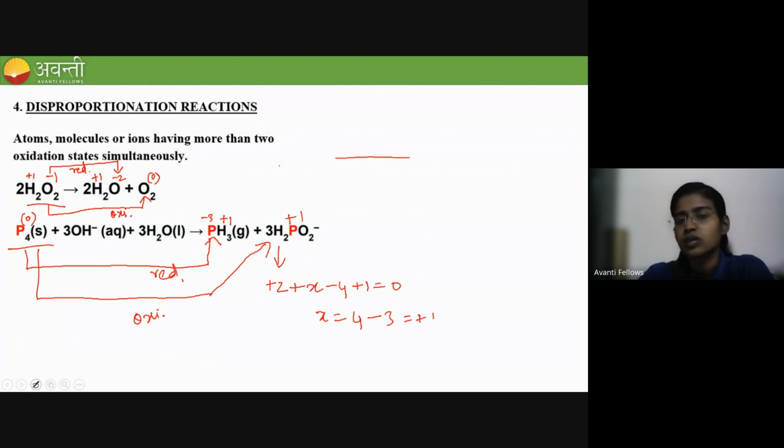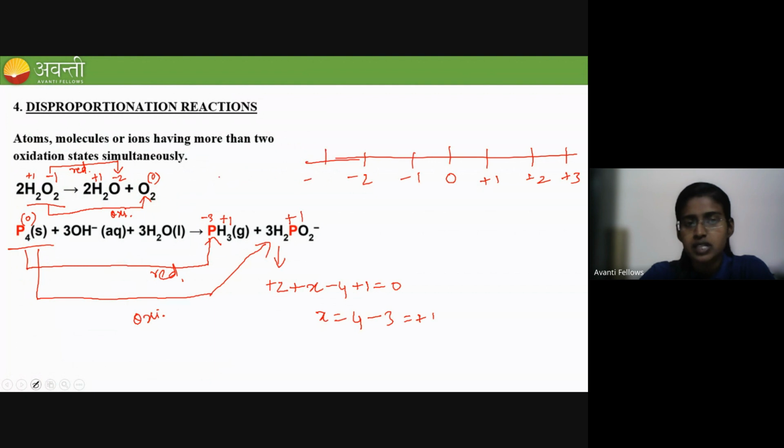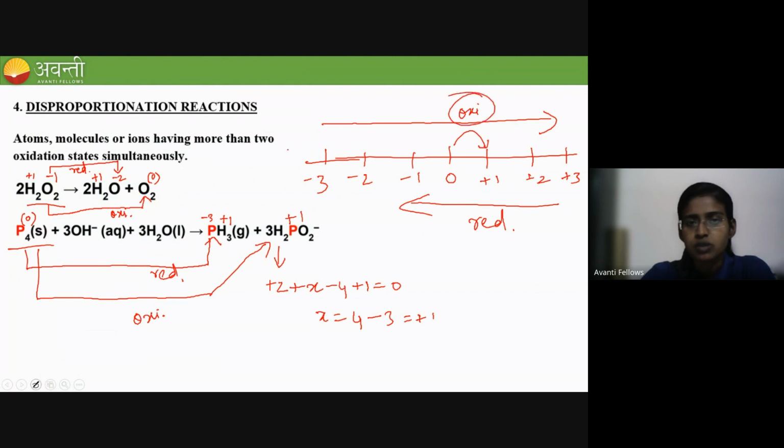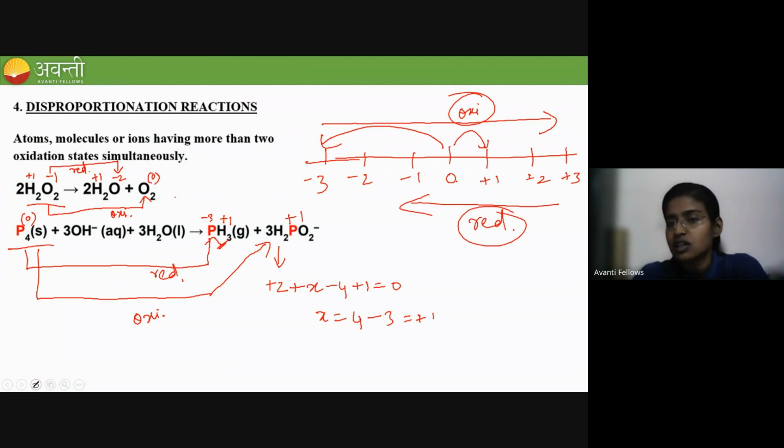You just remember this number line, which you use in maths. So in the number line, we have it like this, no? So -1, -2, -3, it goes on like this. If you're going from the negative side to the positive side, this is oxidation. So here this is reduction. So here 0 to +1, 0 to +1 means it is oxidation. Okay. And 0 to -3 means it is going towards the left. No, so it is reduction. So this is reduction. So is that fine, students?